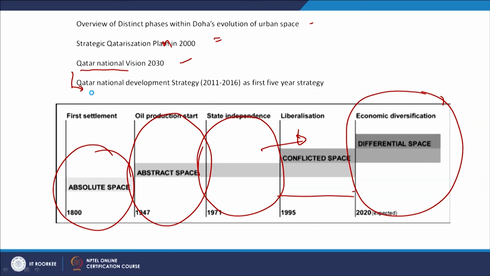So what we understand here is, before understanding the transformation of Doha phase by phase, it is very important to relate it to Lefebvre's theory, and how the absolute, abstract, conflicted and differential spaces are very relevant in the study of Doha, and how space has been produced and what the various factors associated with it are.